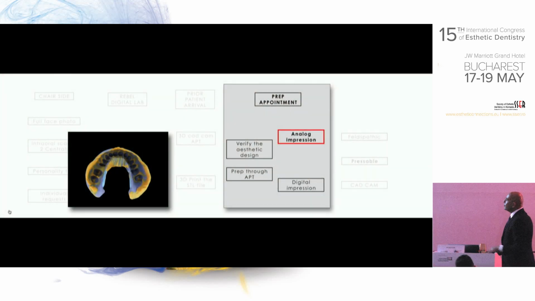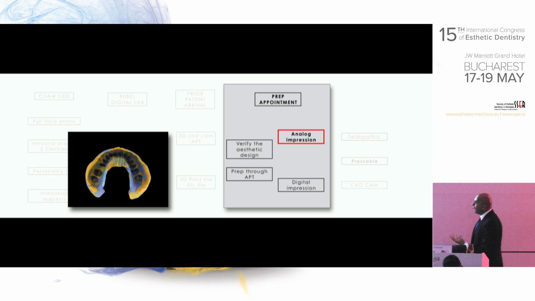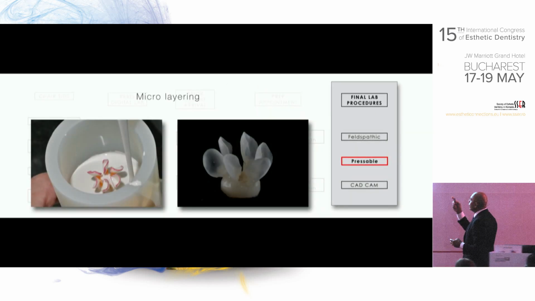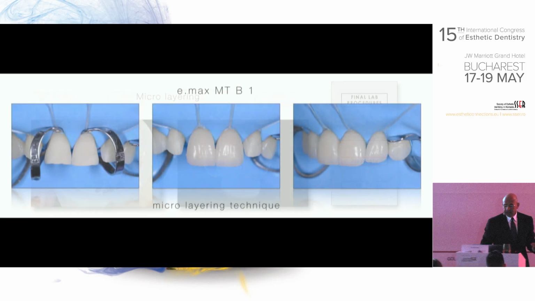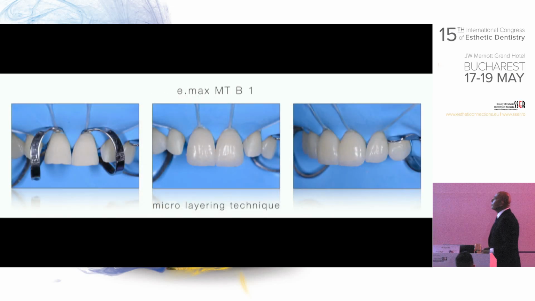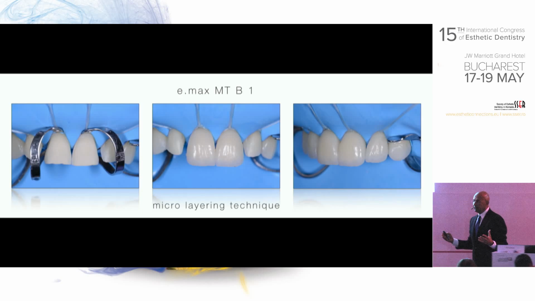So once we finish this, we make an analog impression. We're using the pressable ceramics with micro layering, and this is how we try this in, after trying how we bond it. Not always we use rubber dam, to be honest, but if we feel like it's gonna be better, we use rubber dam. If not, we use it with a sectional rubber dam.